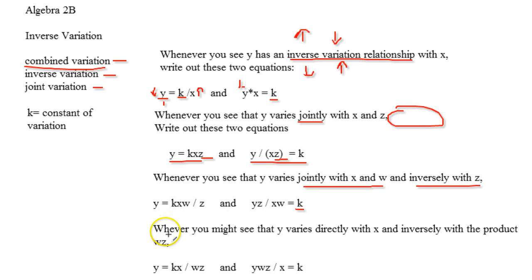Okay, all right, wherever you might see that y varies directly with x and inversely with the product wz, and this is how you say kind of jointly with inverse variation, you're inverse with the product wz. So you would have x up top because that's the direct variation, and then wz on the bottom because that's the inverse variation, okay? And then here's the second problem, you need to find the constant, all right?